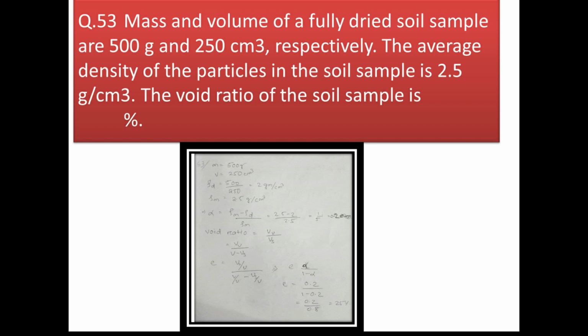But it is given that the average density of the particles in the soil sample is 2.5. So alpha will be rho m, the density of the particles in the soil sample, minus rho d, the density of the fully dried soil sample, divided by rho m. And if you put the values, we will get alpha equal to 0.2. Total volume minus volume of void will give you the volume of solid. So now the void ratio, that is e, equal to volume of void divided by total volume minus volume of solid. Now if we divide each of the terms here by volume, then we will get e equal to alpha divided by 1 minus alpha. And if you put the values of alpha, then we will get the void ratio as 25%.